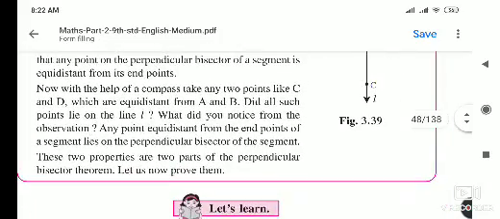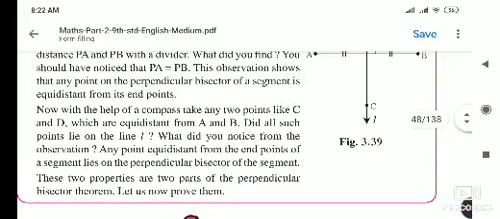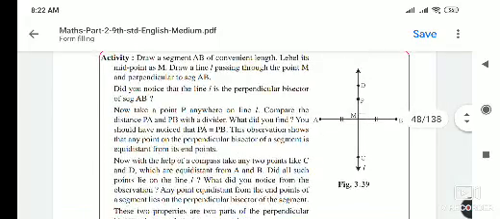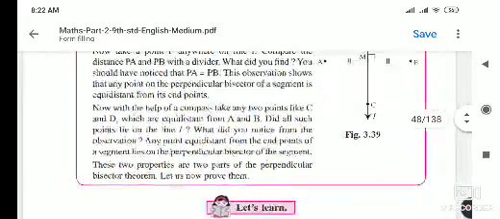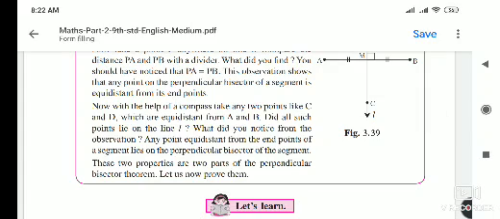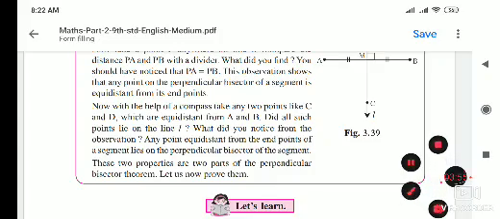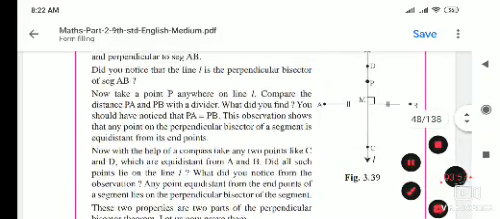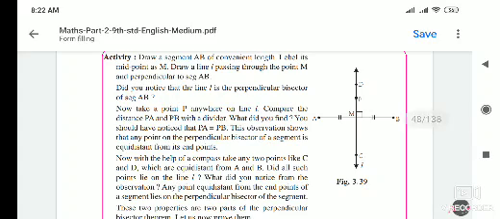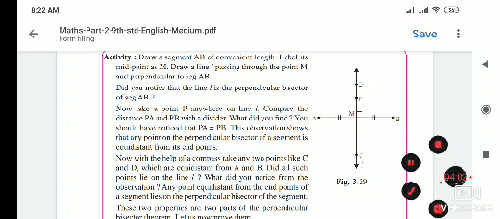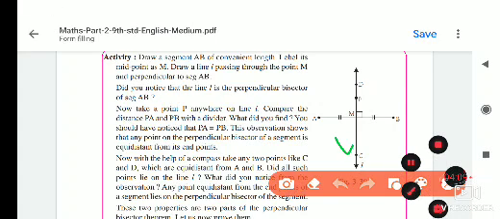Now with the help of a compass, they told you to take any two points C and D. Here C and D they had taken, which are equidistant from AB. Did all such points lie on the line L? What did you notice from the observation? From our observation, what we understand is that any point which lies on the perpendicular bisector of a segment is equidistant from the endpoints of the segment. That is the conclusion we have derived from this activity.